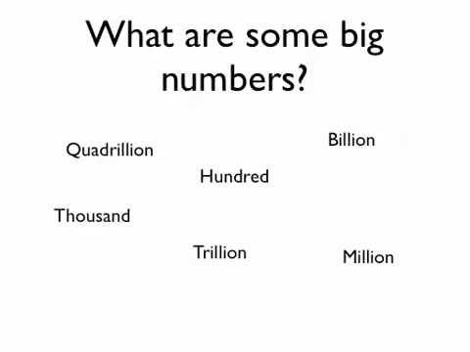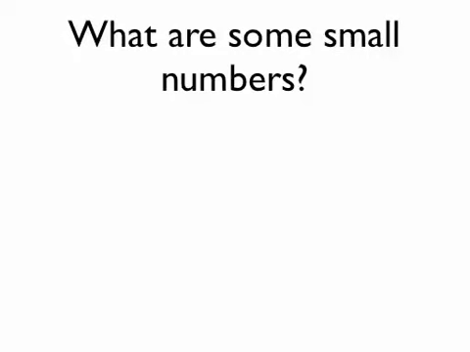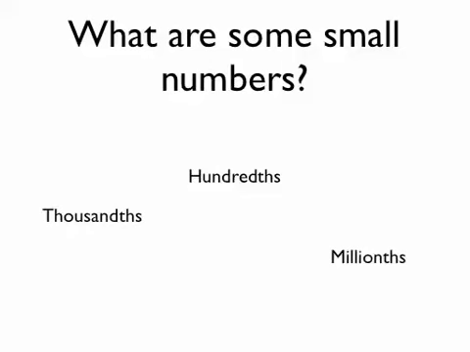What about some small numbers? Well, these are very similar. We've got hundredths, just with a th at the end. Thousandths, again with a th at the end. Millionths, just putting a th at the end. Billionths, as you can guess, trillionths, and quadrillionths.